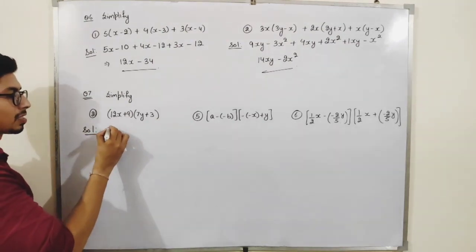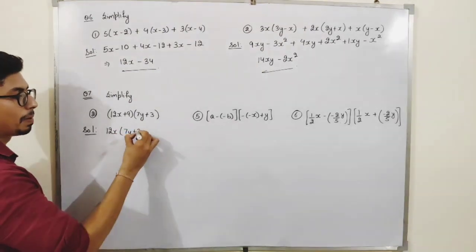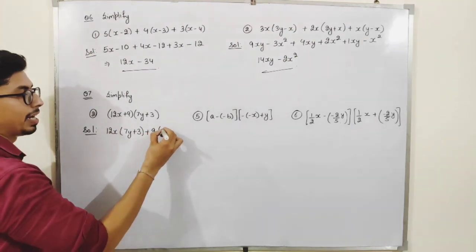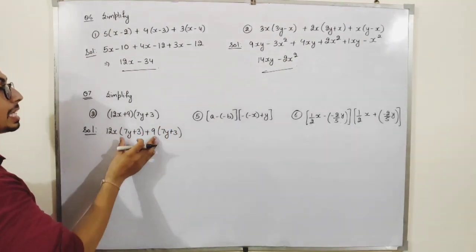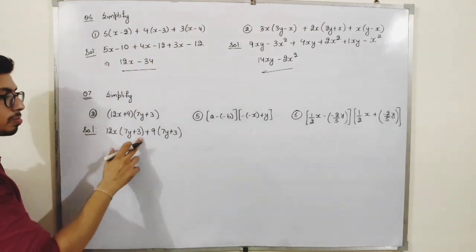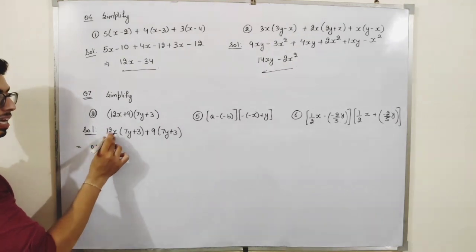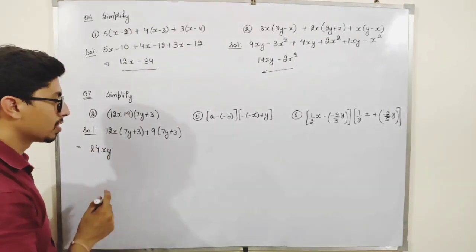So 12x multiplied by 7y plus 3. In the middle we have plus, so plus 9 into 7y plus 3. I can write it like this. Okay. Now this is same as these two questions, so just multiply. 12 into 7 is 84. X into y, both the bases are different, so write xy as it is.